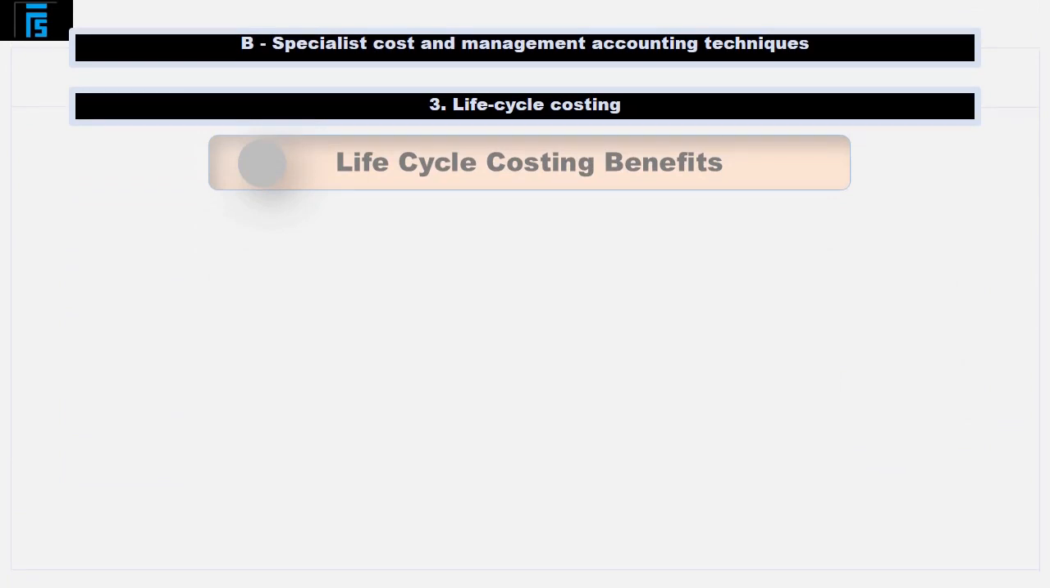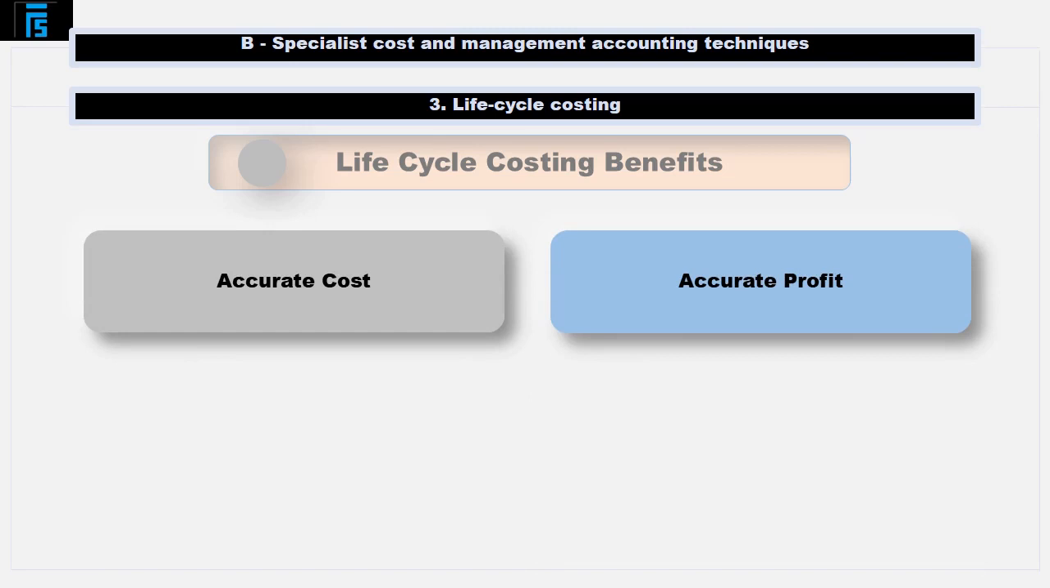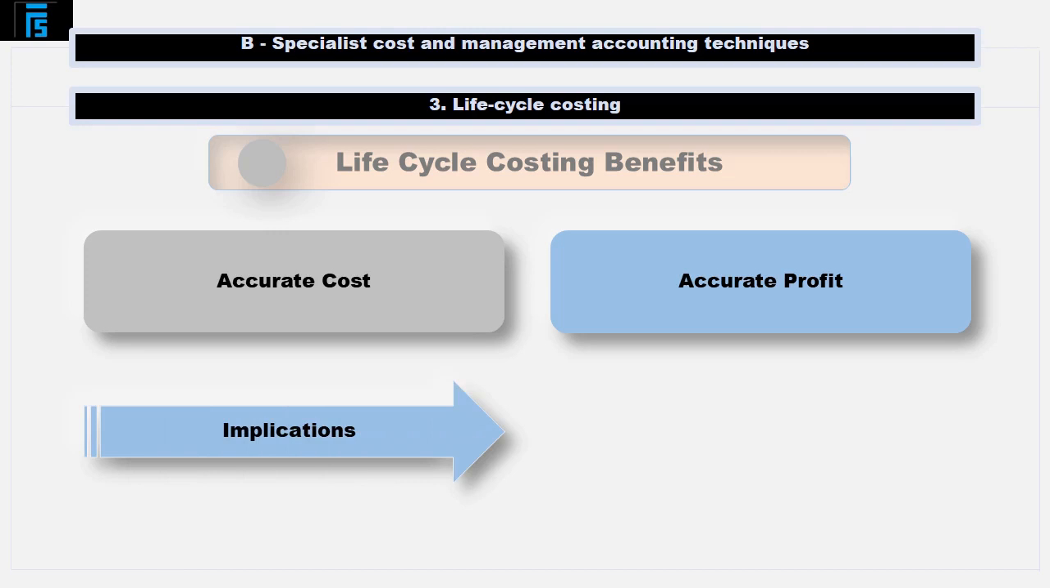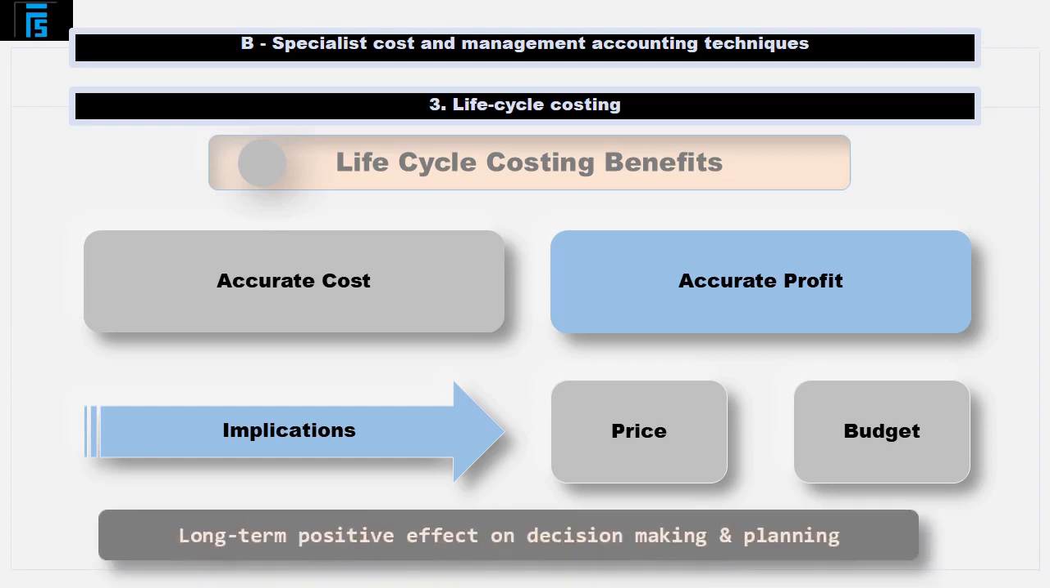There are obvious benefits available to a company engaging in lifecycle costing. Given that lifecycle costing captures all costs associated with a particular product, it generates a complete and more accurate product cost and a true picture of product profitability. A more accurate profit has, in turn, knock-on implications when considering the viability of the product, what price should be set, or how many units need to be sold in order to achieve break-even status. Ultimately, there are longer-term positive implications for the company's decision-making and planning.